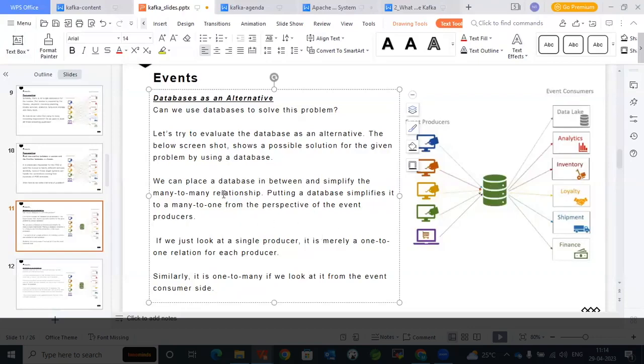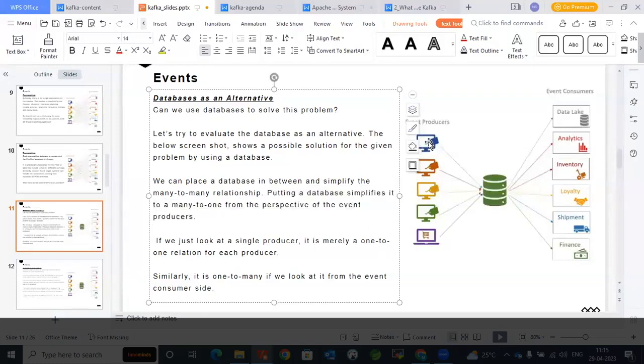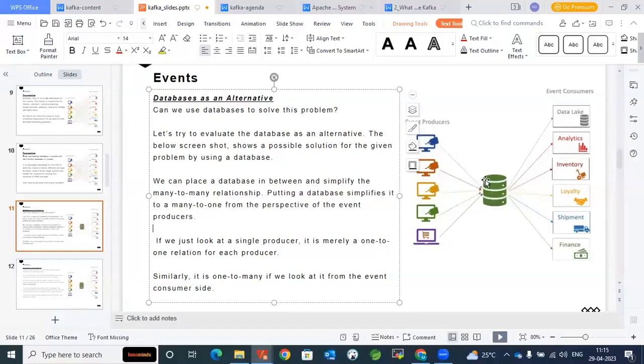Let us see. So we can place a database in between and simplify the many-to-many relationship. Putting a database simplifies it to a many-to-one from the perspective of the event producers. One event producer, or one POS machine, is sending many invoices to this database. So it is one to many. From the perspective of the event producers, it is many to one, meaning many invoices are sending to one database. Please note this point.